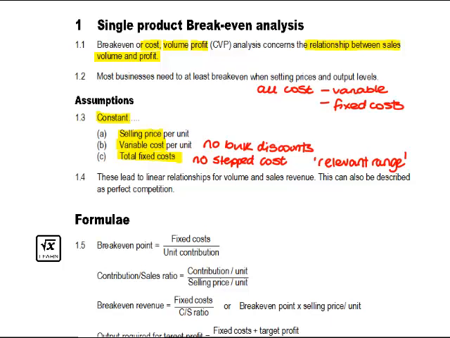Now, what that means is that we can actually look at linear relationships for volume and sales revenue. In other words, we could plot them if we wanted to on a straight line as a graph, and we also describe that as perfect competition.